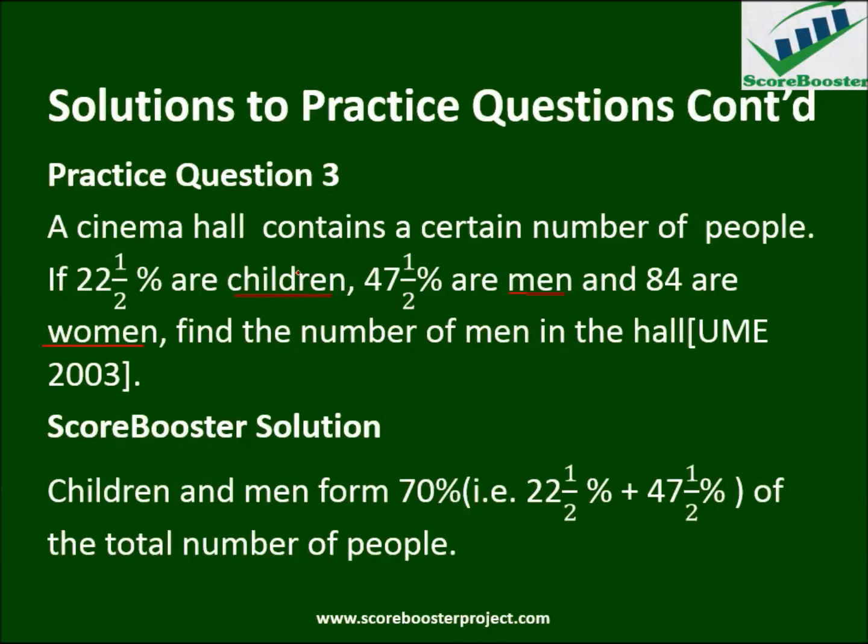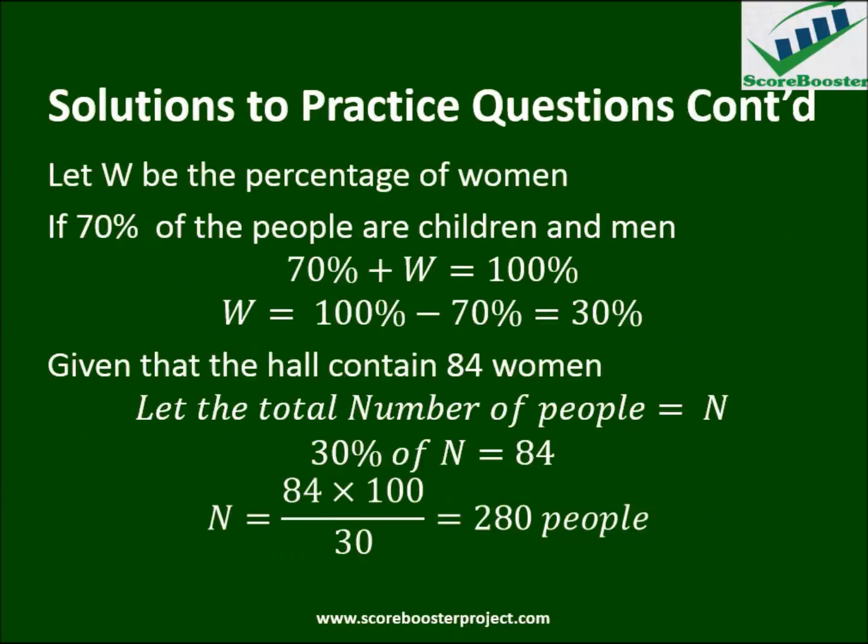So, since children and men already form 70% of the total number of people, that implies that the remaining 30%, which is 100% minus 70%, will be women. So let W be the percentage of women. If 70% of the people are children and men, then 70% plus the percentage of women is 100%. So the percentage of women is 100% minus 70%, which is 30%.